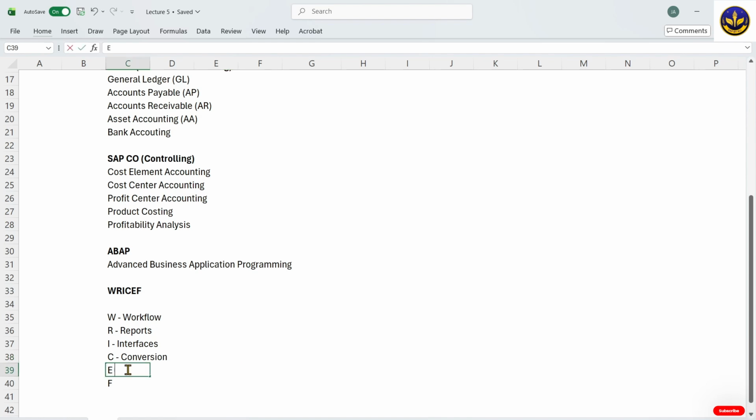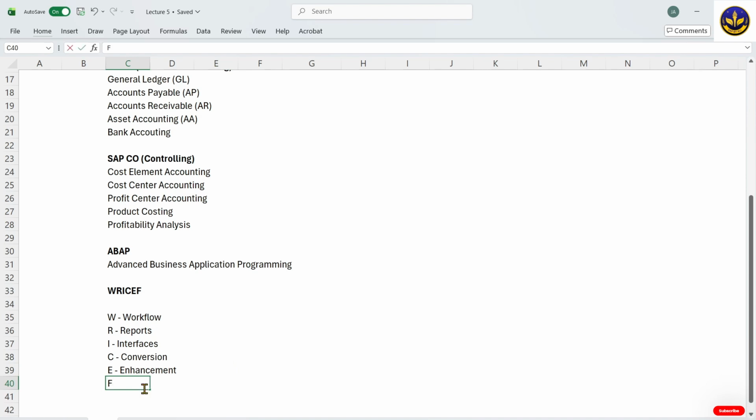And next we have E, which is enhancement. Enhancement can be related to including authorization, or including any additional column in the standard program or in the standard report. So all of these enhancements are done using ABAP.